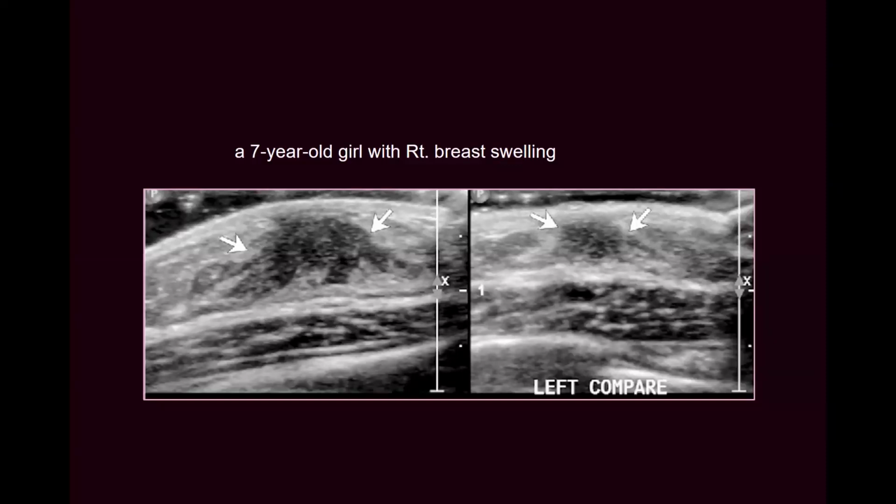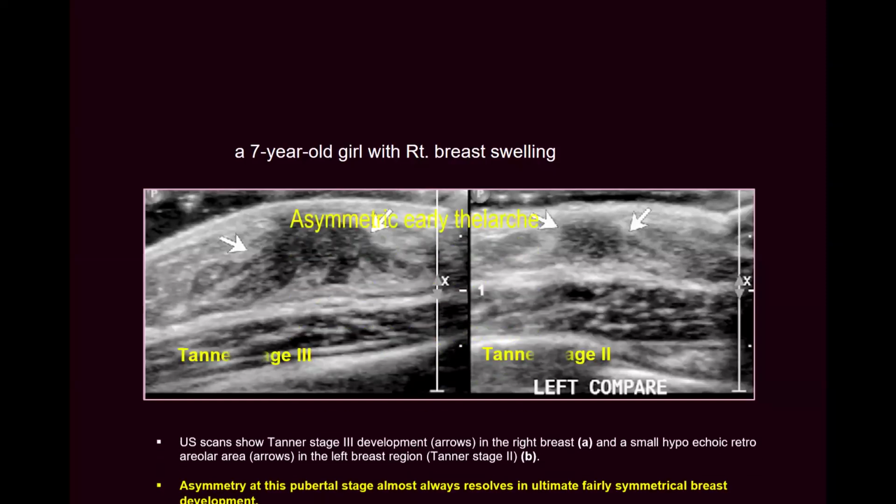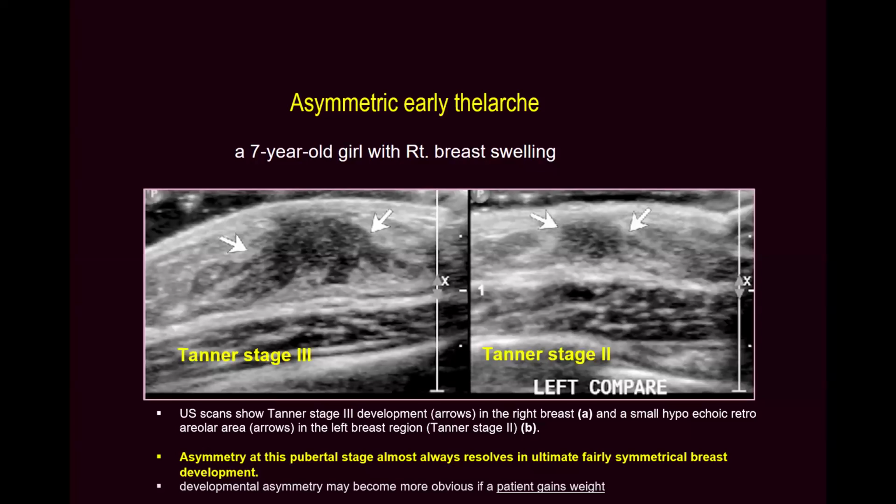The right is almost, it's thicker, I think, stage 3 almost. Excellent, Tanner 3. And left? It's almost 2. Excellent, this is Tanner 2, Tanner 3. And she's 7 years old. So this is? Premature thelarche. This is asymmetric early thelarche.